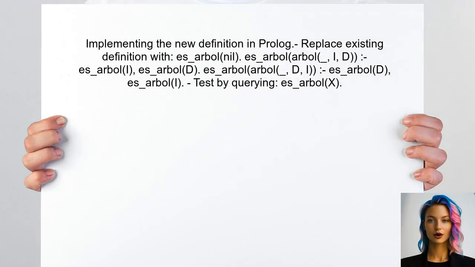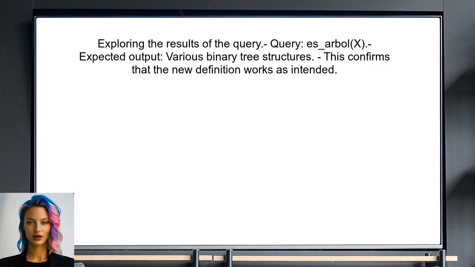Now let's implement this new definition in Prolog. The user should replace the existing definition with the new one and then test it by querying for all possible binary trees. Finally, the user should explore the results of the query. They will see a variety of binary tree structures, demonstrating that the new definition successfully generates all possible configurations.